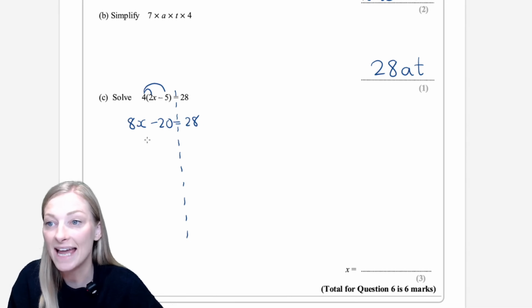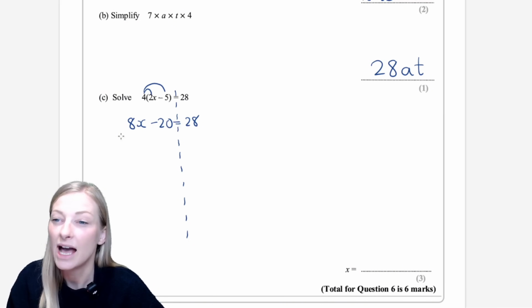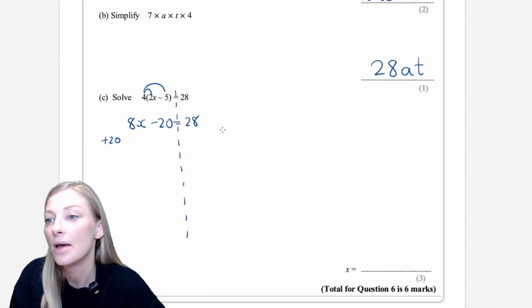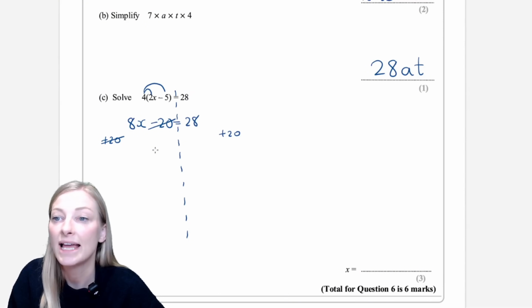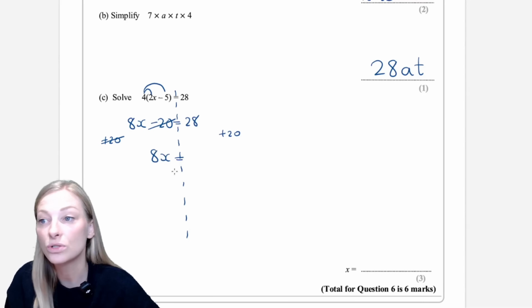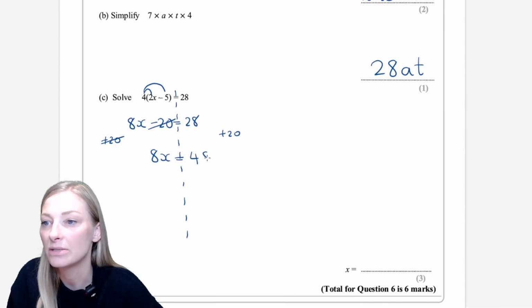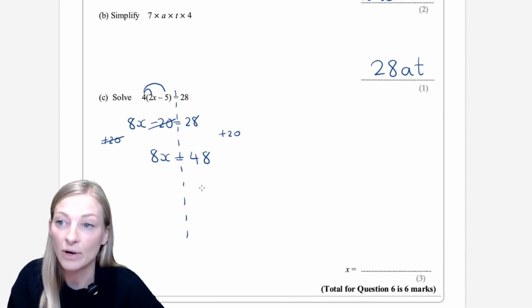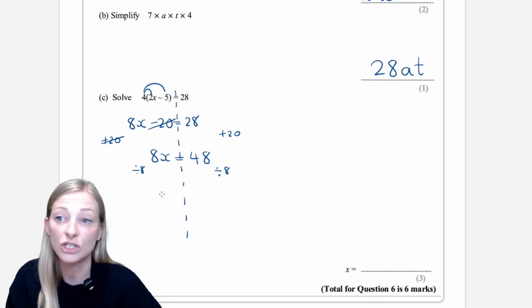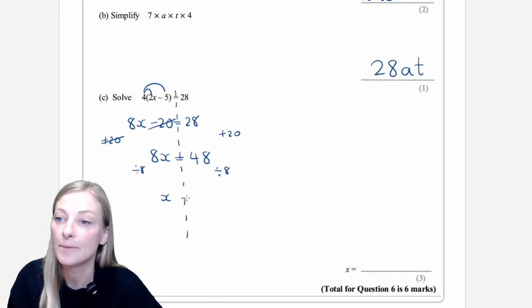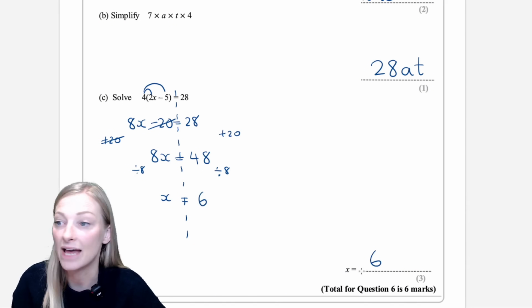So now we've got 8x minus 20 equals 28, and I'm going to add 20 to both sides, because by doing that, I'm going to get rid of the -20. So this would cancel with this and leave me just with 8x. However, if I've added 20 to one side, I also need to add 20 to the other side. So that is going to be 48. And I'm then going to divide this side by 8, and divide this side by 8, because I've got 8 lots of x, and I don't want 8 lots of x, I just want 1 lot of x. So 8x divided by 8 is x, and 48 divided by 8 is 6. So x equals 6 is my answer there for 3 marks.